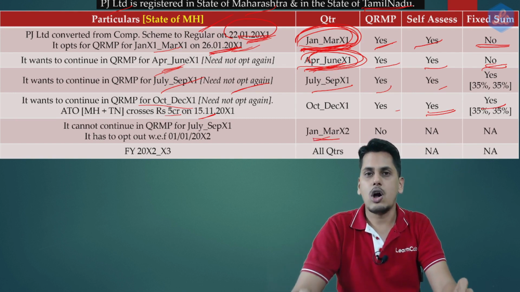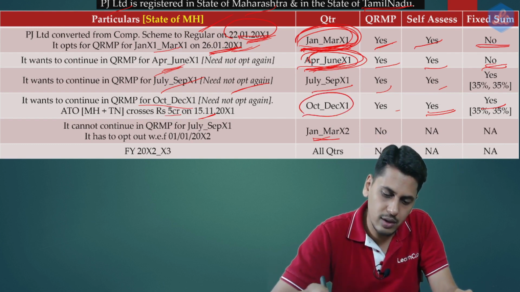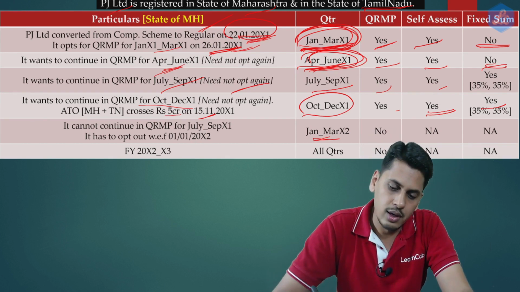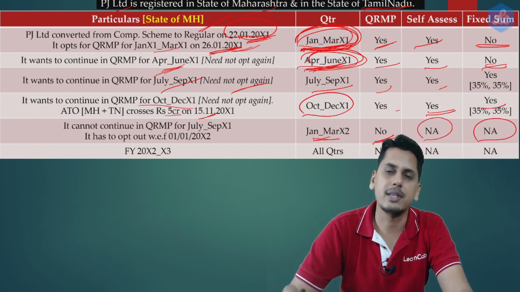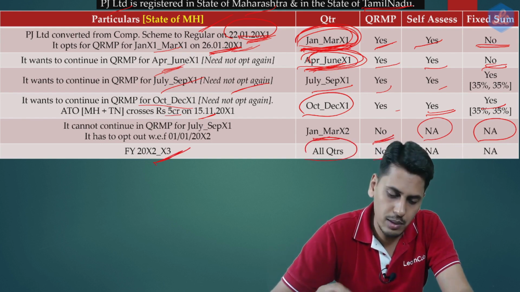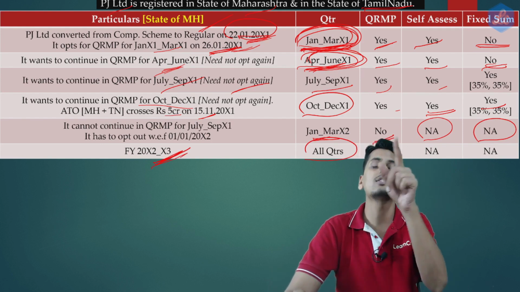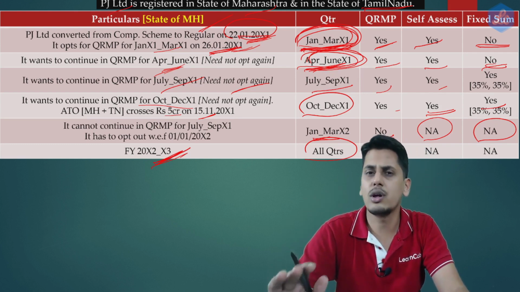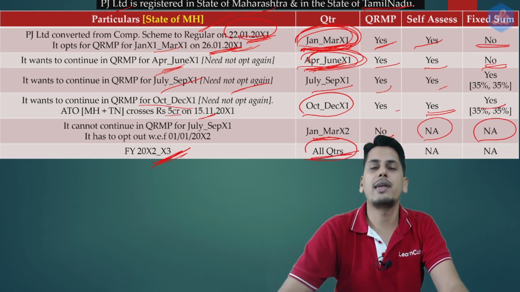For January to March, obviously he cannot continue under the QRMP scheme because in this particular quarter, October to December, his aggregate turnover has exceeded 5 crores. So no QRMP scheme. When there is no QRMP scheme, there is no question of self-assessment, neither question of fixed sum. Next financial year, for all the quarters, QRMP is not available because when you want to opt for QRMP scheme in the next financial year, you need to check what was the aggregate turnover in the preceding financial year. In the preceding financial year, his aggregate turnover has already exceeded 5 crores, not available. QRMP scheme is not available for the next financial year.